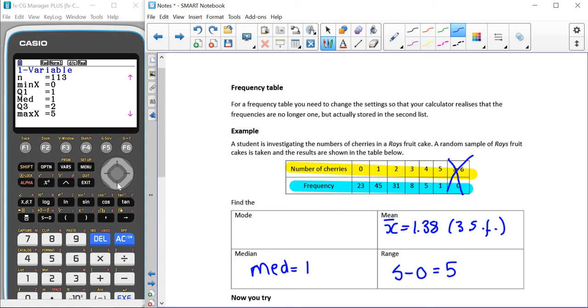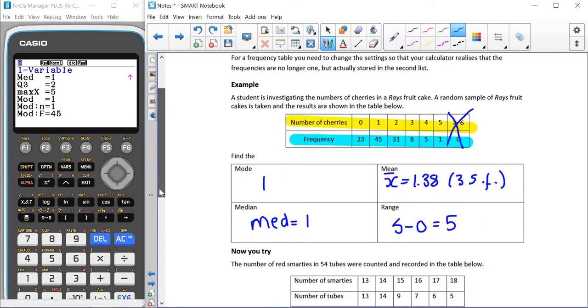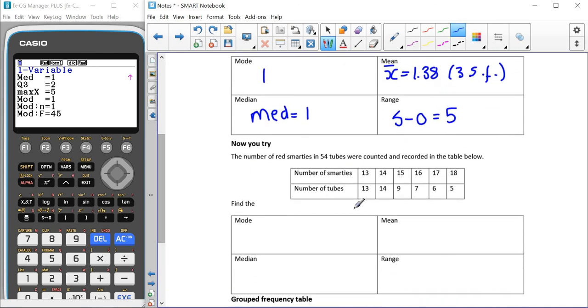And lastly, for the mode, again making sure you've got the n and f on the screen, the mode is just 1. You should pause the video now and give the Now You Try a go.